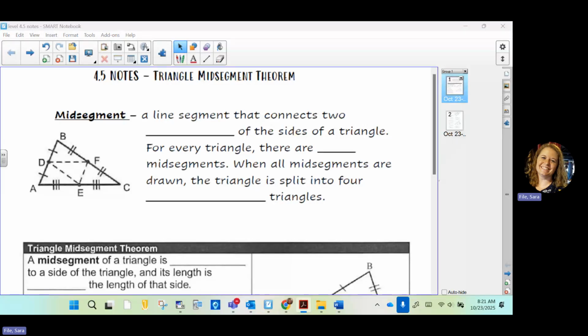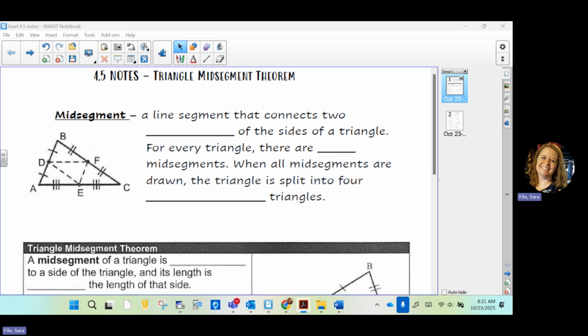4.5 mid-segment. So in our last set of notes earlier this week, we looked at 4 special segments in triangles. That was the median, which connected a vertex to a midpoint, the altitude, which connected the vertex to the opposite side at a 90-degree angle, the perpendicular bisector, which did not have to go through a vertex, but it bisected a side at a 90-degree angle, and the angle bisector, which bisected the angle that it went through.